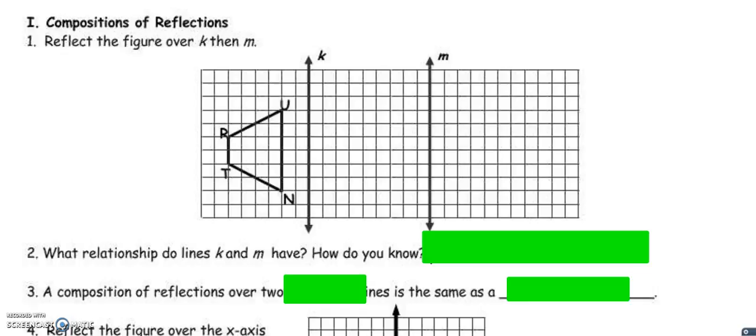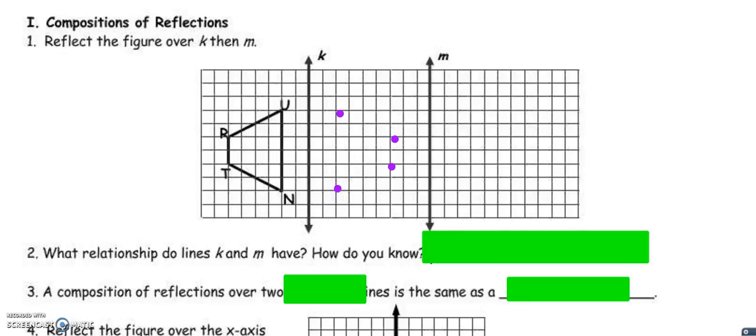So the first thing you want to do is reflect over K, and remember, a reflection is kind of like a flip, and you count to the line you're reflecting over, and then you continue the same distance beyond that line. So for U, you would go 1, 2, 1, 2. For R, you would go 1, 2, 3, 4, 5, 6. For T, you would go 1, 2, 3, 4, 5, 6. And for N, you would go 1, 2, 1, 2.